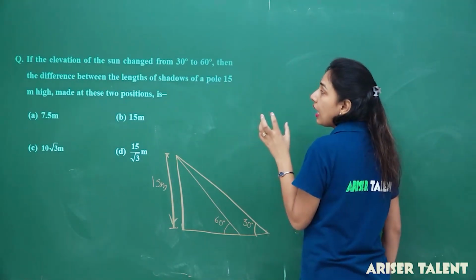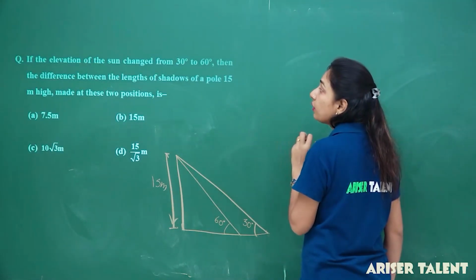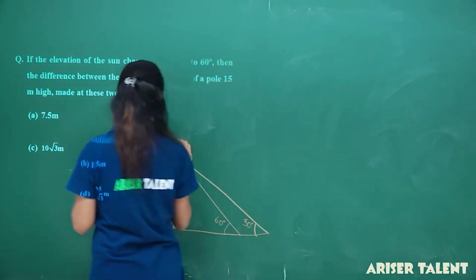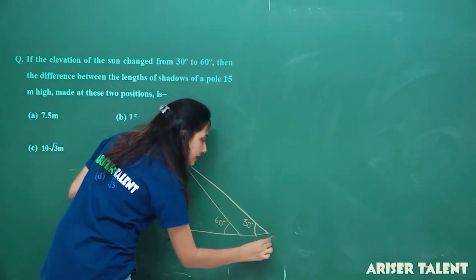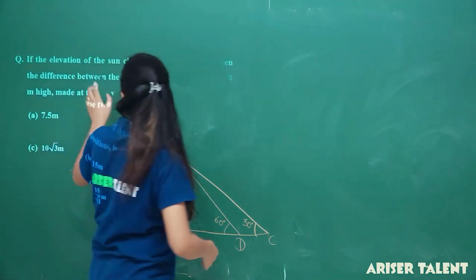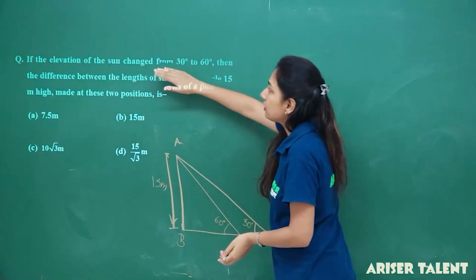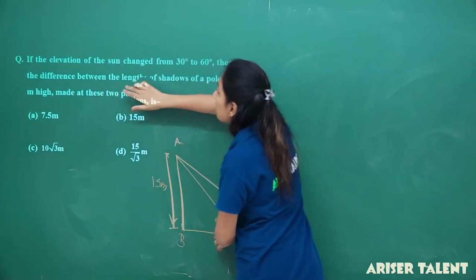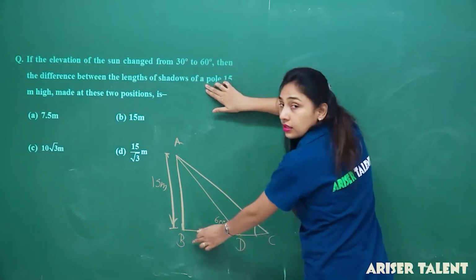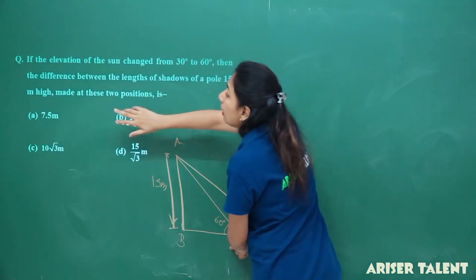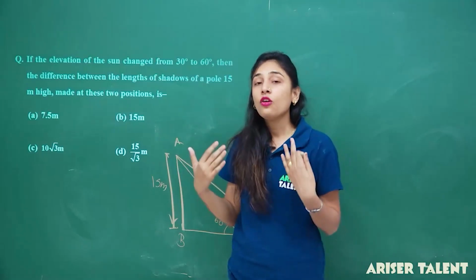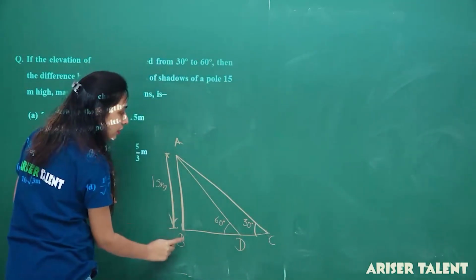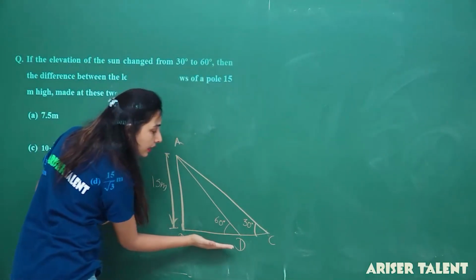Now it's asking us the difference between the lengths of shadows of a pole, right students? So I am having this A, this B and this C, and let us suppose this D. Now complete this. If the elevation of the sun changed from 30 degree to 60 degree, then the difference between the lengths of shadows, this is the length of shadow and this is the length of shadow of a pole 15 meter high. If I am standing there, where will my shadow fall? On the ground. So if it is the pole, its shadow will fall on this ground.